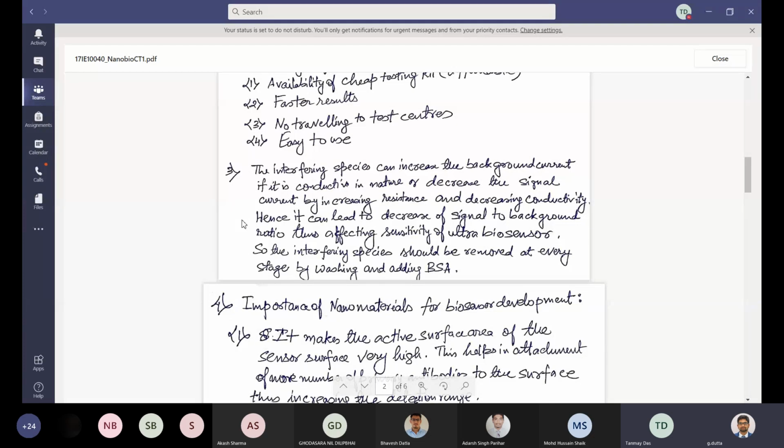Number three, the interfering species can increase the background current, and if it is, what did you write? If it is conductive in nature, or decrease the, see, interfering species like the ascorbic acid, uric acid that I mentioned, or oxygen. What they are doing, they can also oxidize. So why they are increasing the background, you have to mention, because they are oxidizing at that applied potential. Because of oxidation, you are getting the higher current, so you have to put the reason why. And you mentioned that you can remove it by washing or adding BSA, that is very good and fine.